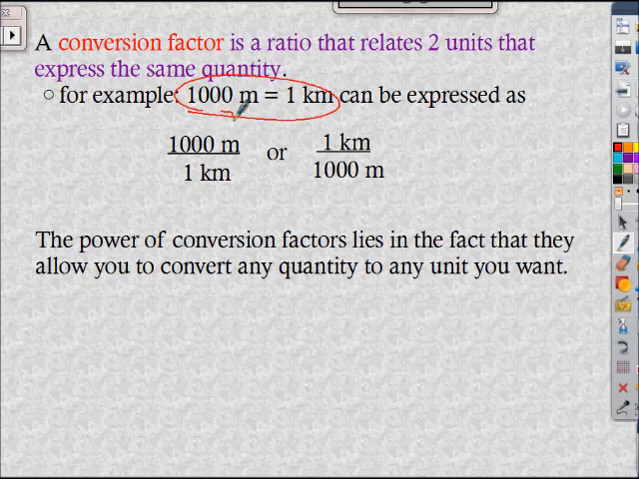I set up ratios. Okay, these are equal to 1. 1 equals 1,000 meters over 1 kilometer, or 1 kilometer over 1,000 meters. And if you remember anything about math, you can multiply or divide anything by 1, and it's always itself. So you can multiply anything by this conversion factor to get the equivalent number in the correct units.